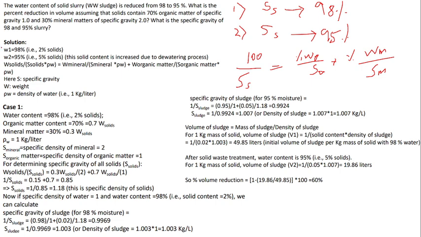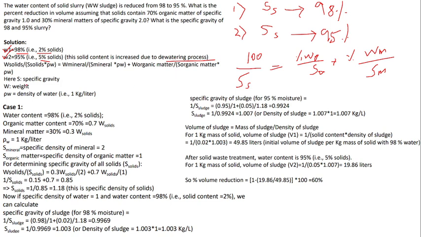So the first case, W1, is 98 percent. So 98 percent is the amount of moisture only, and 2 percent is the solid content. The second part has 95 percent moisture content and 5 percent solid. This solid content is increased due to the dewatering process. Some amount of water is removed, so the percentage of solid in it is increased.